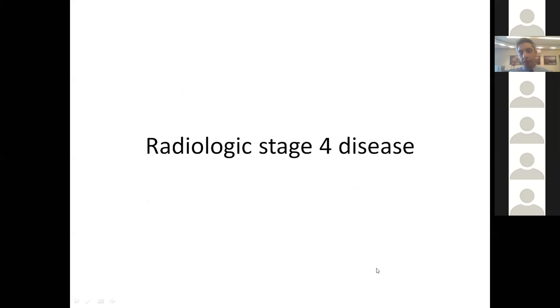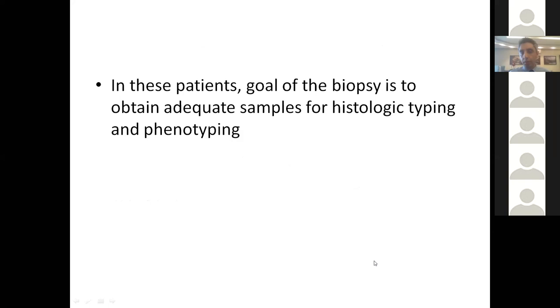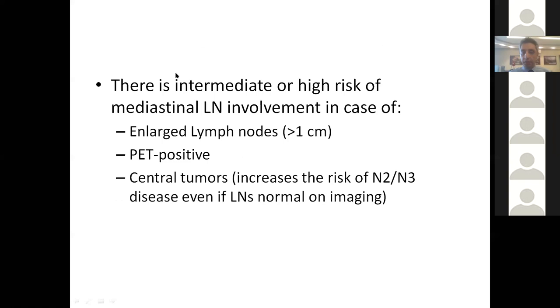If you have stage 4, it's pretty straightforward. You just get a biopsy from wherever you can get the biopsy, the easiest place, just to get the adequate histologic type and phenotype, and then you proceed to treatment. But what happens when you have radiologic stage 2 or 3 disease, meaning you have enlarged lymph nodes or PET positive lymph nodes or central tumors? If you have central tumors, even if the lymph nodes look normal, there is an intermediate to high risk of involvement of N2 and N3. And you need to do some more evaluation.